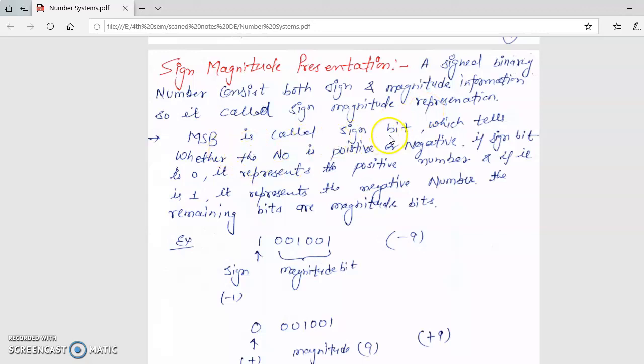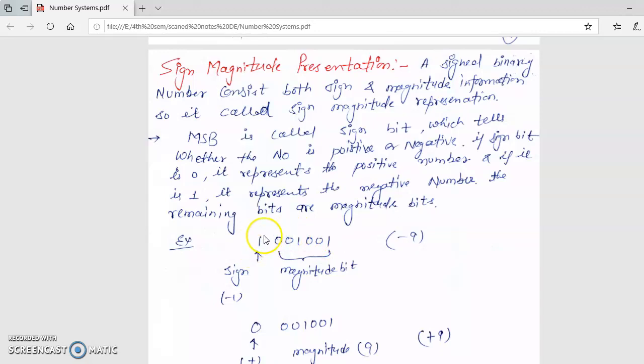The MSB is called the sign bit, which tells whether the number is positive or negative. If the sign bit is 0, the number is positive. If the MSB is 1, it represents a negative number, and the remaining bits represent the magnitude bits. Okay, let's go through one example. This is the number 1001001.